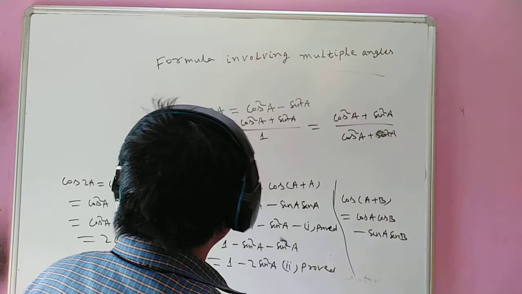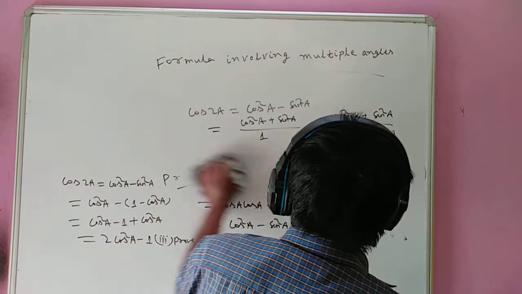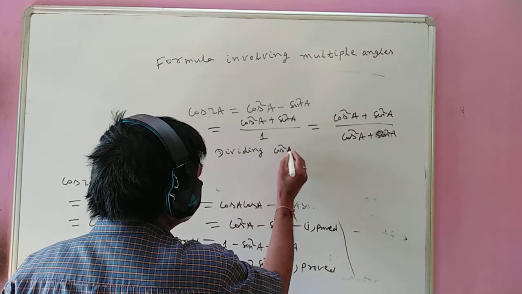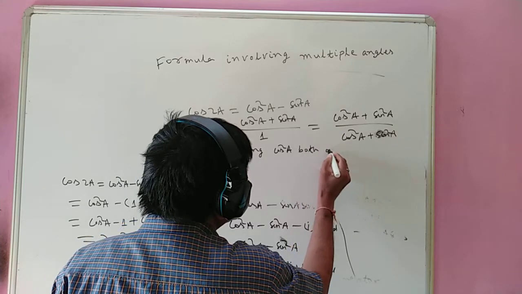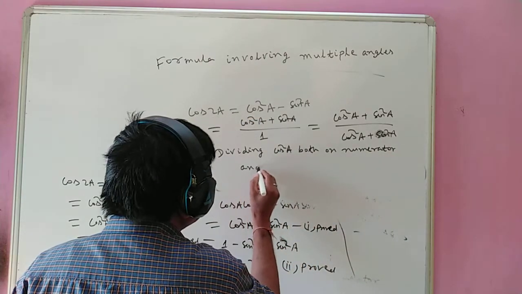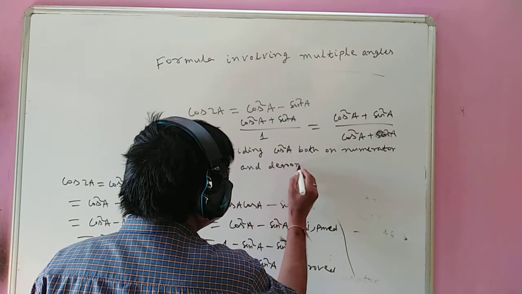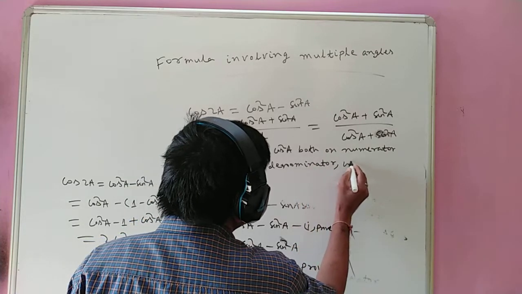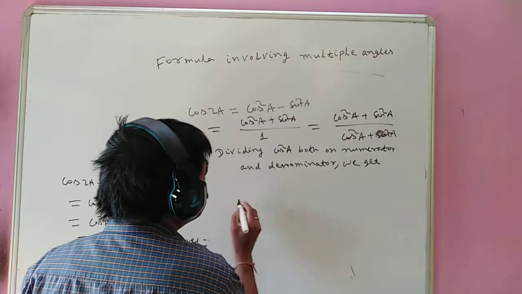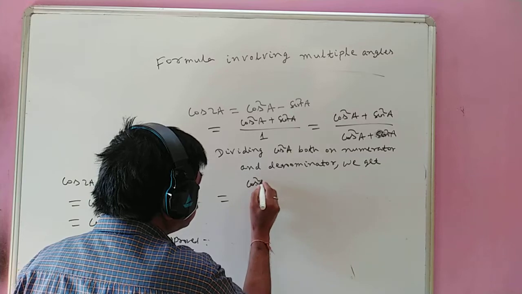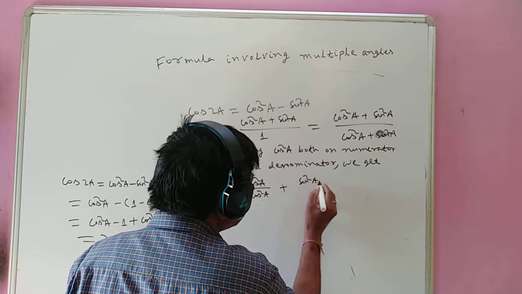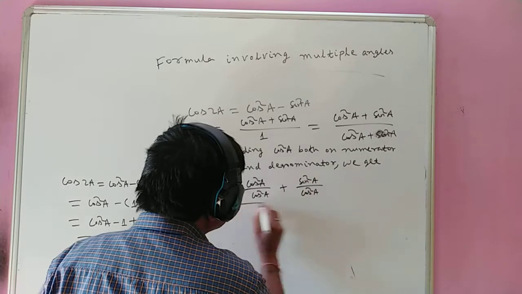Okay, so now if you divide cos square A on both the numerator and denominator, we get: the numerator is cos square A by cos square A plus sin square A by cos square A. That is, I am dividing cos square A on both numerator and denominator.